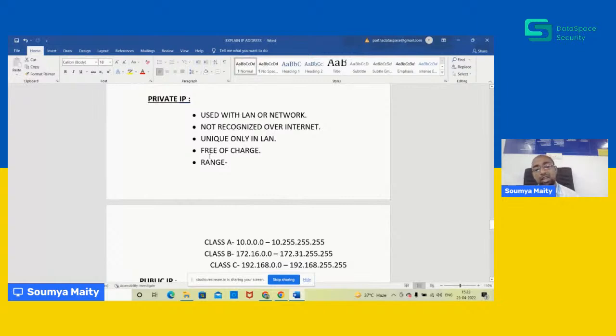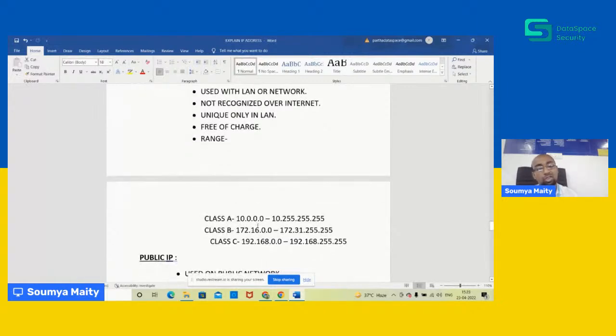The private IP range in class A is 10.0.0.0 to 10.255.255.255, and in class B the private IP range is 172.16.0.0 to 172.31.255.255, and in class C the private IP range is 192.168.0.0 to 192.168.255.255.